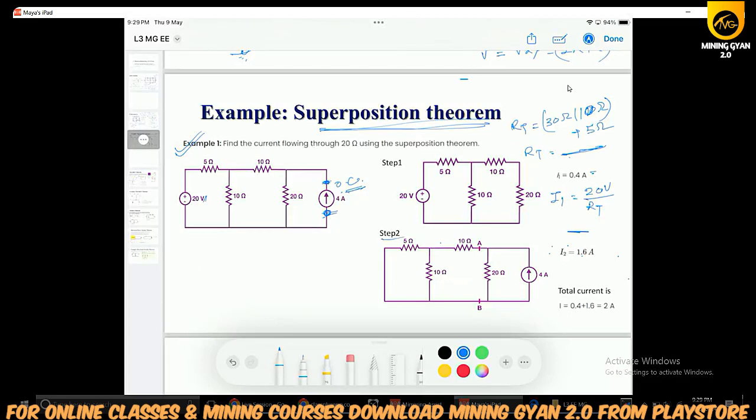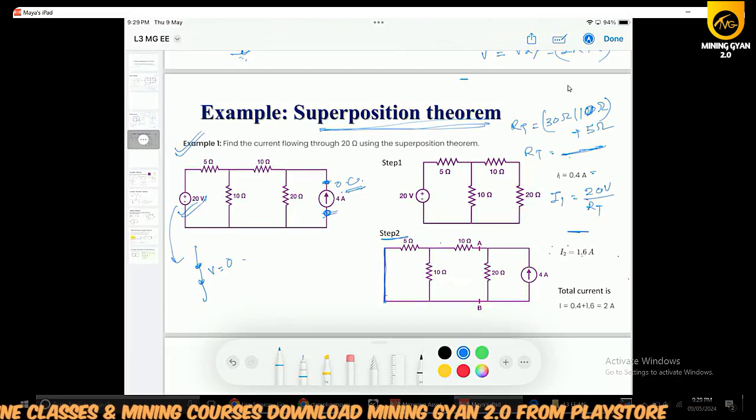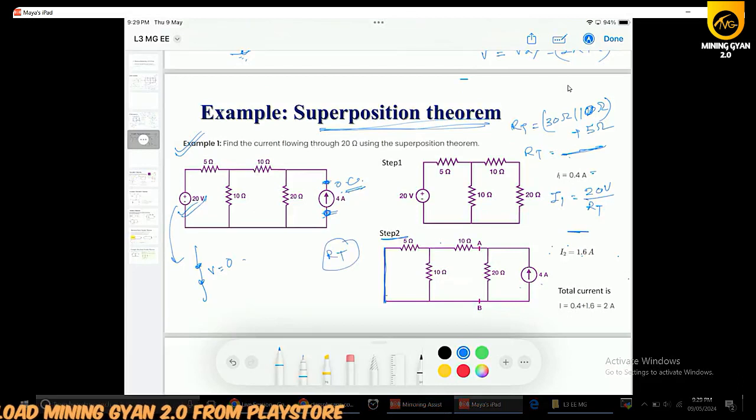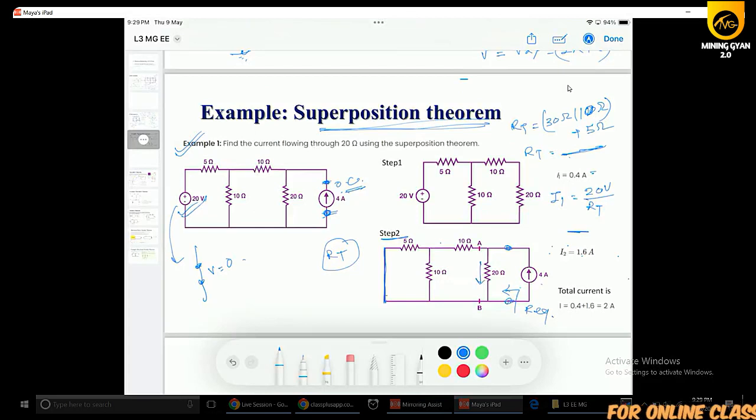After that, in our second step, we have to kill the voltage source, and it has to be short circuited like this so that the voltage across it will be 0. So this is short circuited, and we consider the 4 ampere source. First we want to calculate the R total. As we want to calculate I2, the current through the 20 ohm, we have to calculate the R equivalent across the A and B terminals.